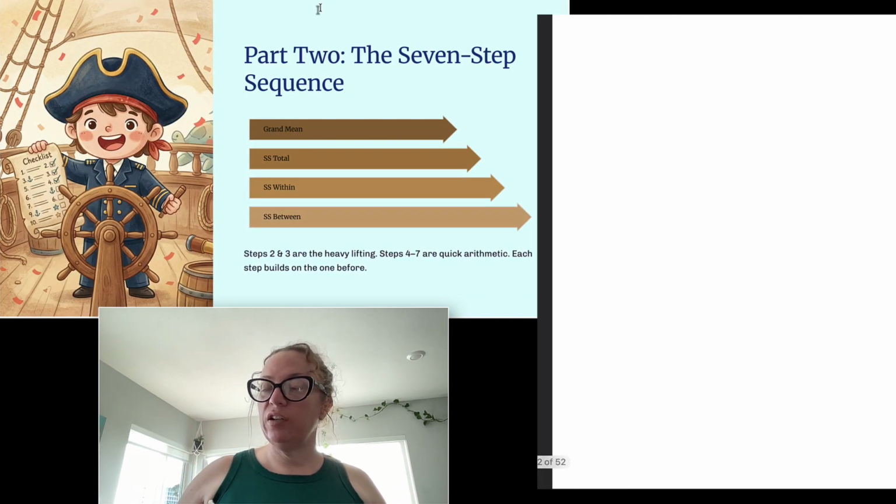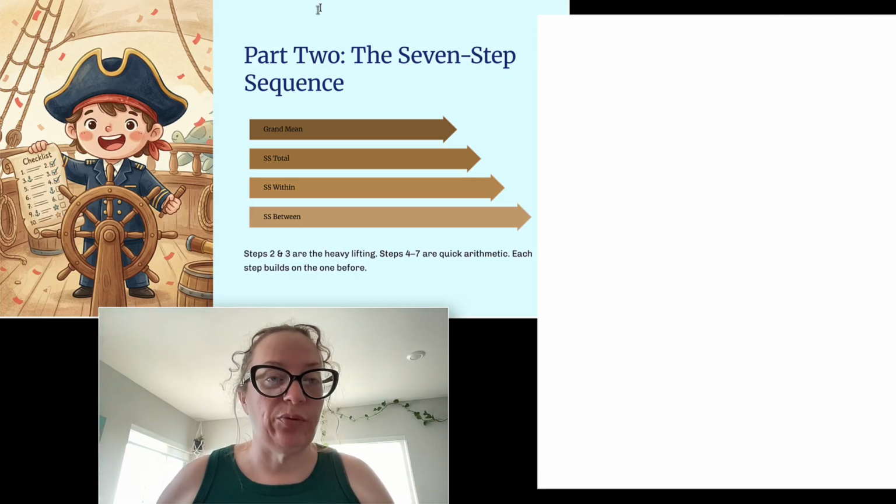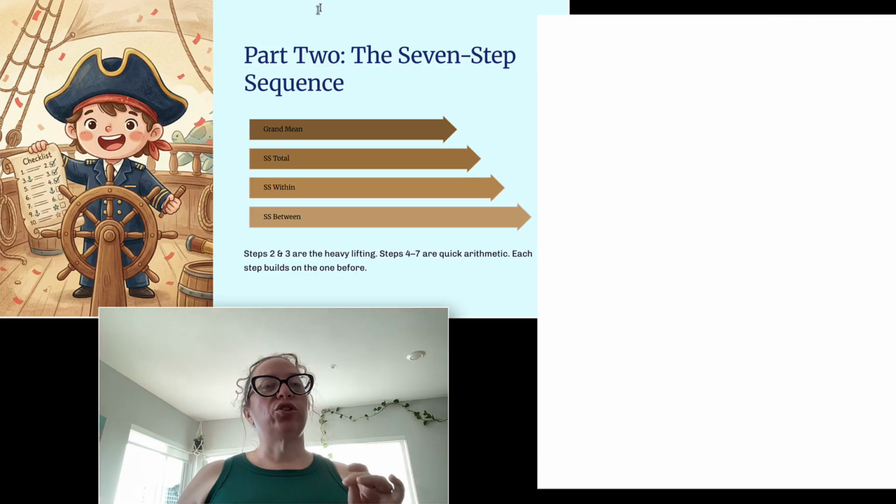All right, so then the real setup, the real 7-step sequence, okay? So I'm going to show you the full sequence of calculations. There are 7 steps.